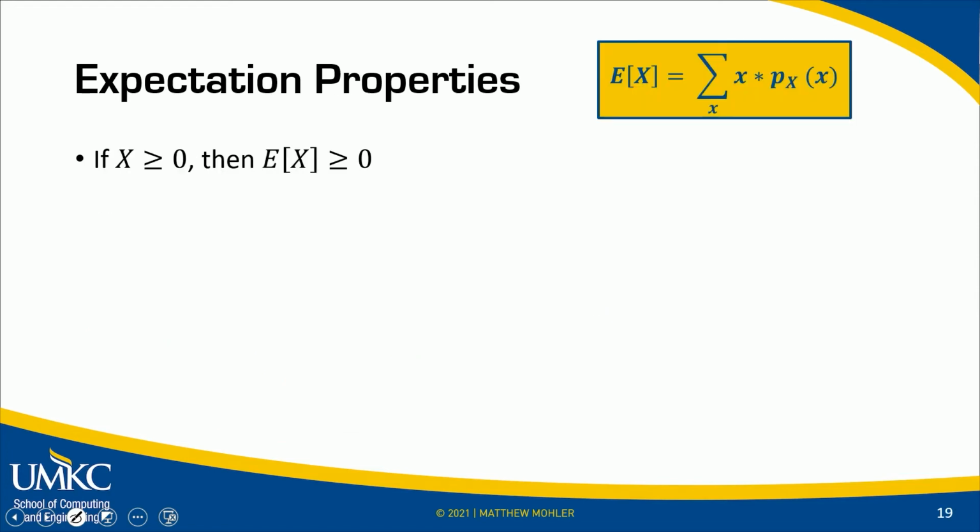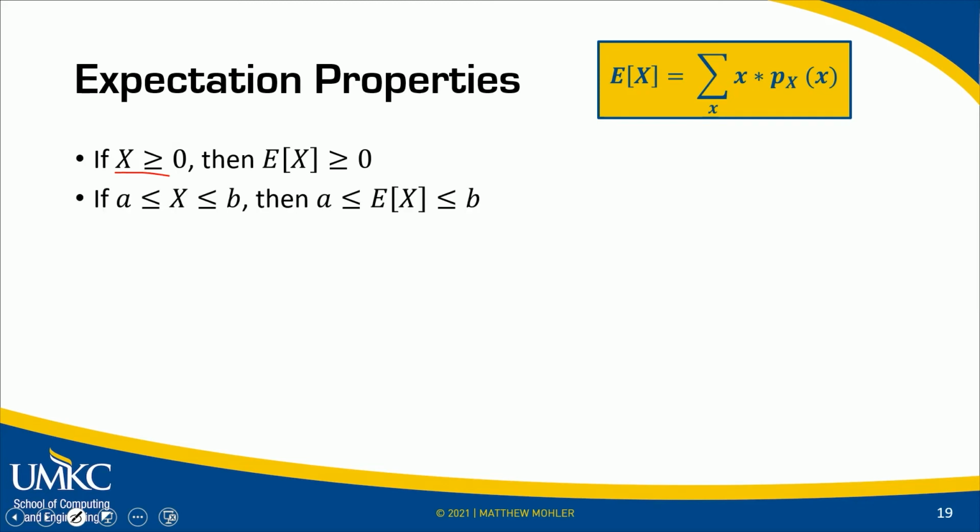Now, there are some expectation properties that we need to be familiar with, and a lot of these should be really self-evident, so we won't spend a ton of time here. The first one is that if the random variable x is greater than or equal to 0, so if all possible values of this random variable are greater than or equal to 0, then the expected value of x must also be greater than or equal to 0. Should be self-explanatory. You can't somehow magically get a negative number in an expected value if you don't have any possible outcomes that are negative.